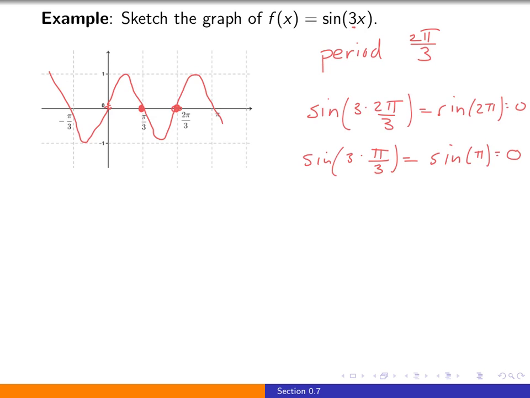And if you want to know, for example, where this maximum we're seeing between 0 and pi over 3 is, well, this would be pi over 6. So sine of 3 times pi over 6 is equal to sine of pi over 2, which is equal to 1. And so this would be the graph of sine of 3x. Take the graph of sine x, compress it down so its period is 2 pi over 3.